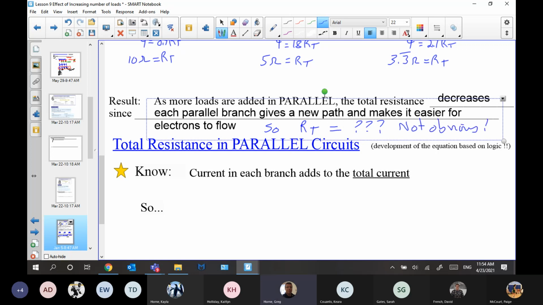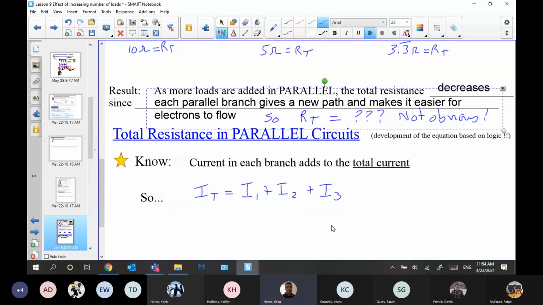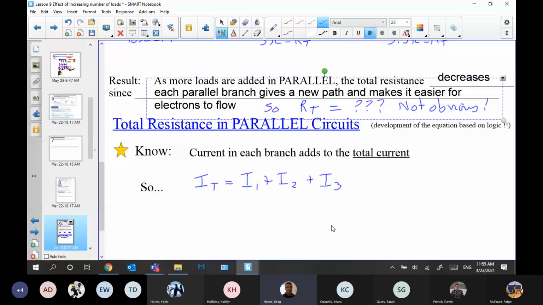But what is obvious is that the current adds to the total, right? So total current is equal to current number 1 plus current number 2 plus current number 3. Everybody with me so far that that's true? I'll take that as a yes. Thank you very much. So we've got that's true.